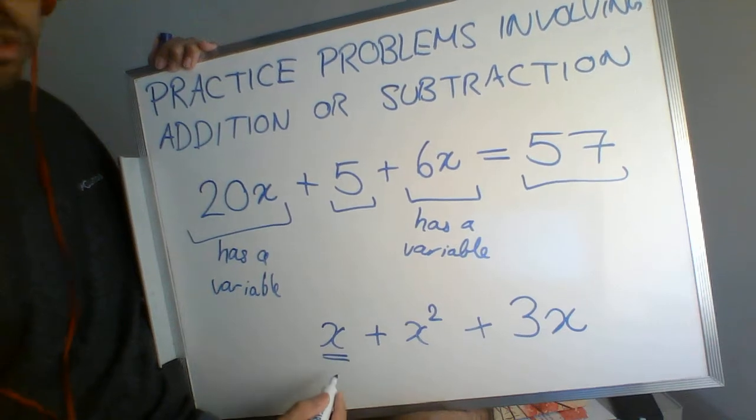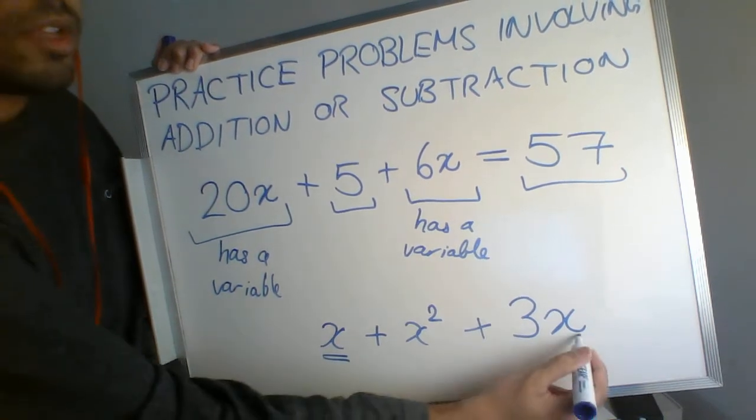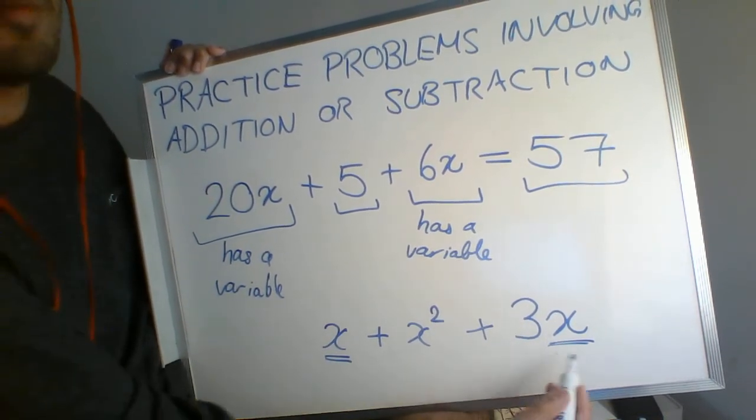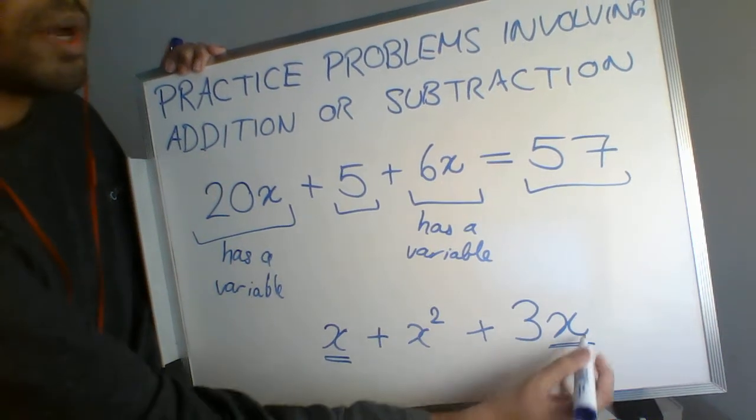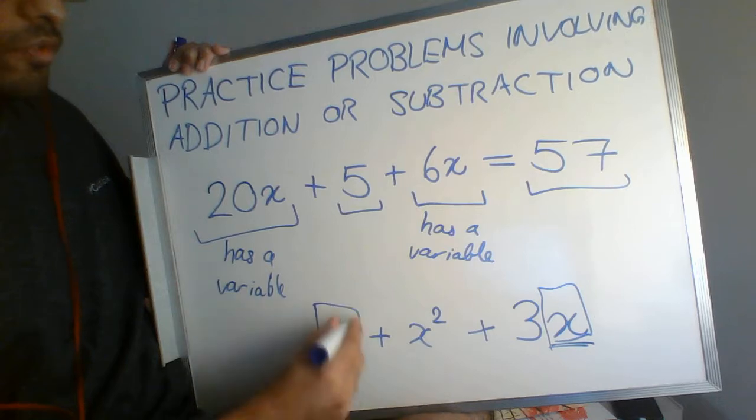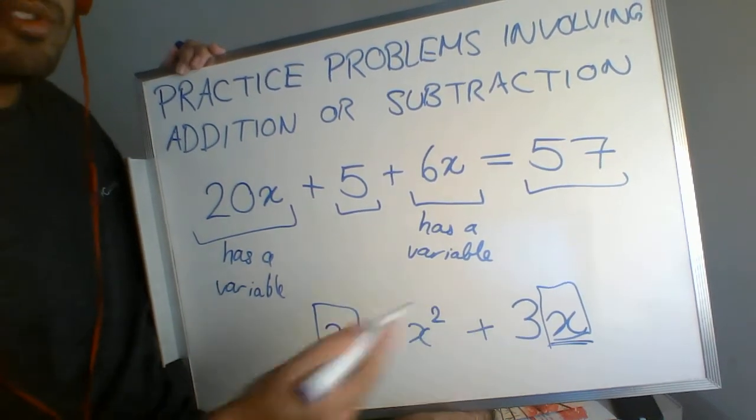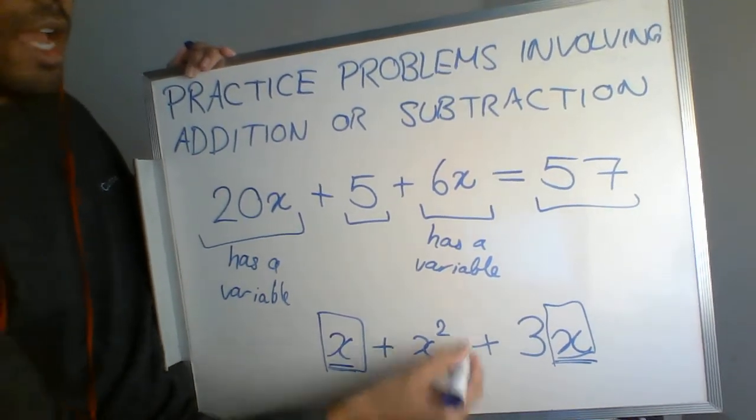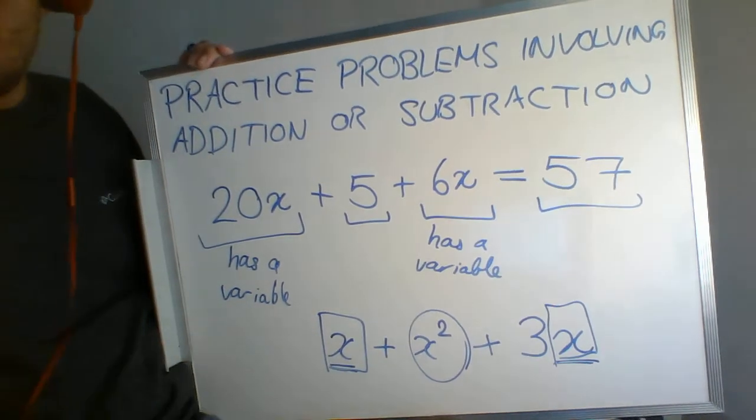But this term has just an x as its variable, and this term has just an x as its variable. It's multiplied by 3, sure, but the variable itself is just an x, and the variable over here is just an x. So those two terms could be added together, and this x squared would have to stay by itself.